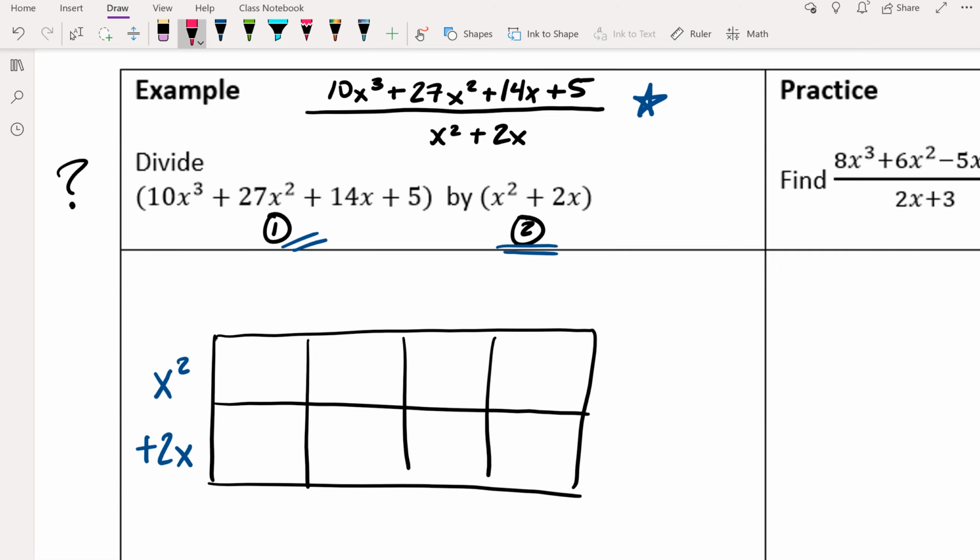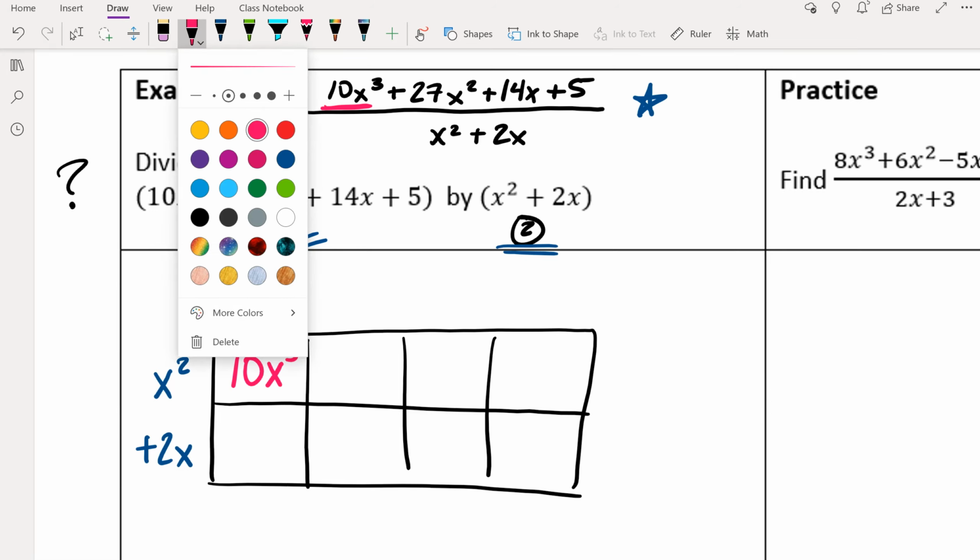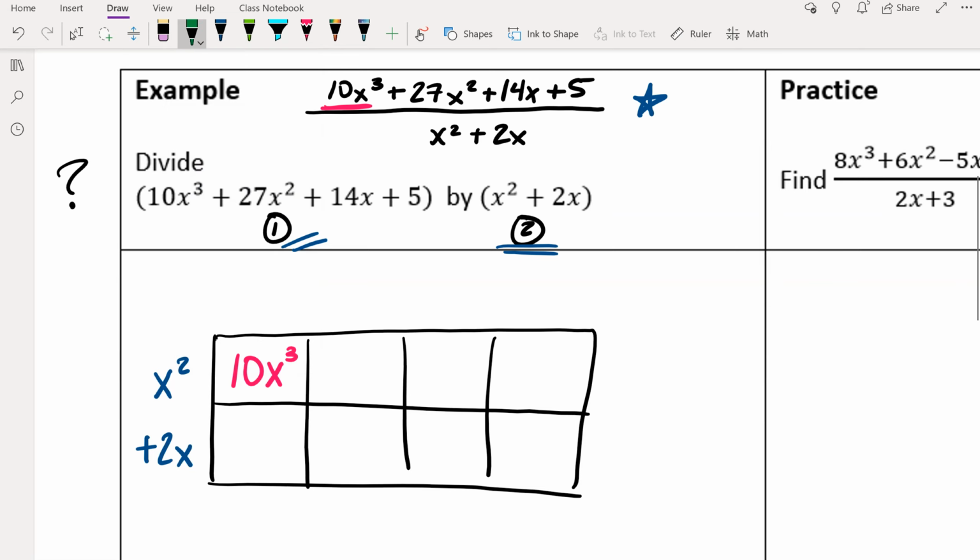Hopefully we all said the first term on top, 10x cubed. We're going to start by putting 10x cubed here, and then we're going to reverse engineer to get our answer. So x squared times what gives me 10x cubed? X squared times 10x squared. That'll give me 10x cubed.